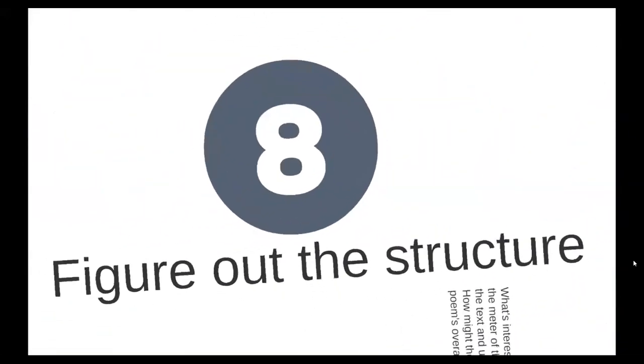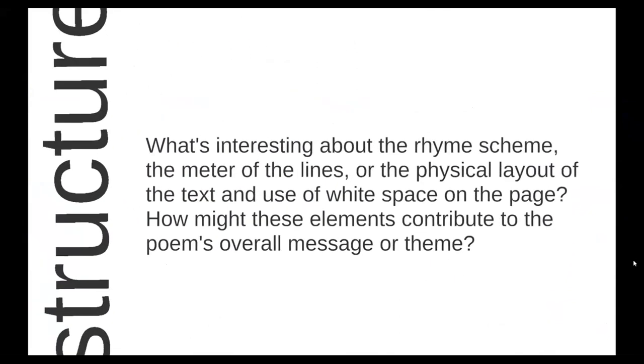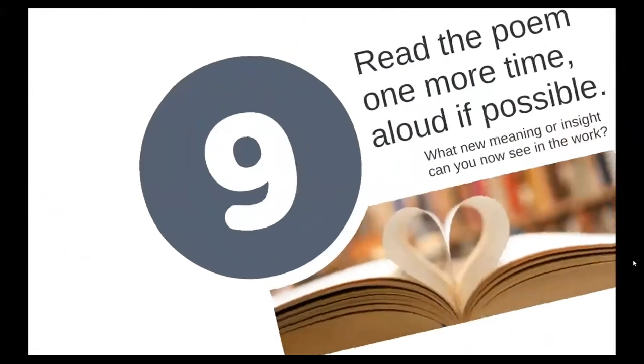Look at the structure. How did this poet put the words on the page, right? What's the rhyme scheme? Does the physical structure or meter add to the meaning of the poem? More modern poets, they actually physically take up a lot of white space on the page, and some of them even make images with how the words are placed. That's important. It's not by accident. So, what meaning can we give to that?